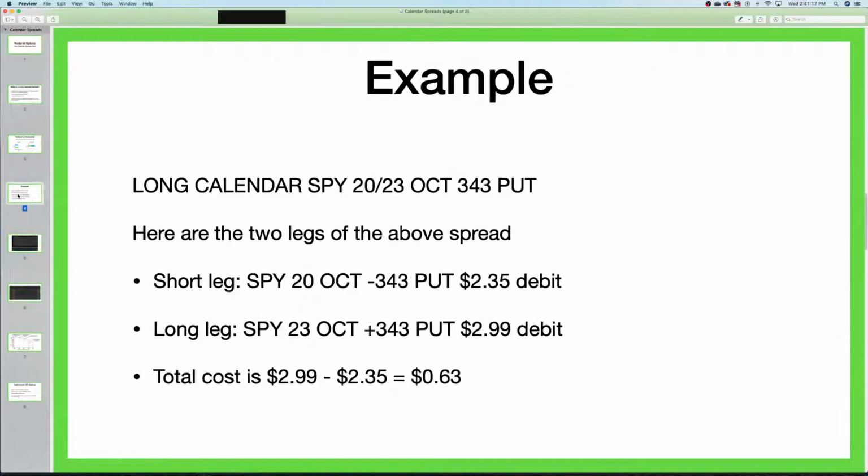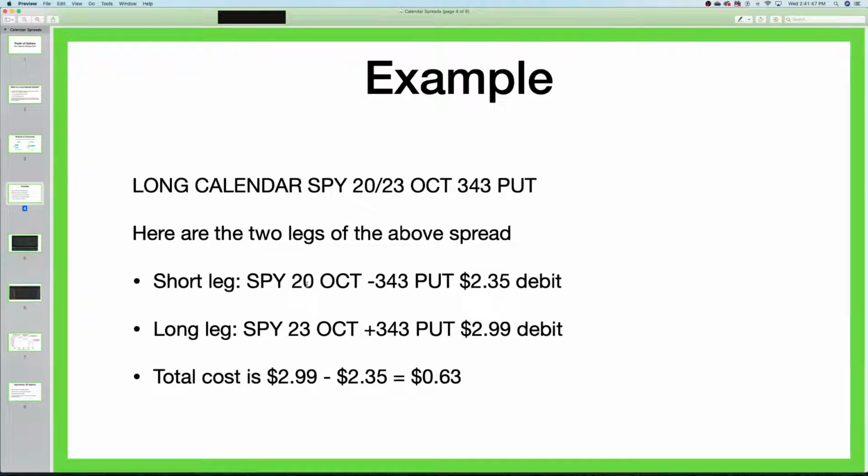Just another visualization. So here's an example. We'll have a way to notate a long calendar spread. It's a long calendar of SPY with two different expirations, the 20th of October and the 23rd of October. All right, so there's an example. And they both have a strike of 343, and they're both puts. So individually, these legs would look like this.